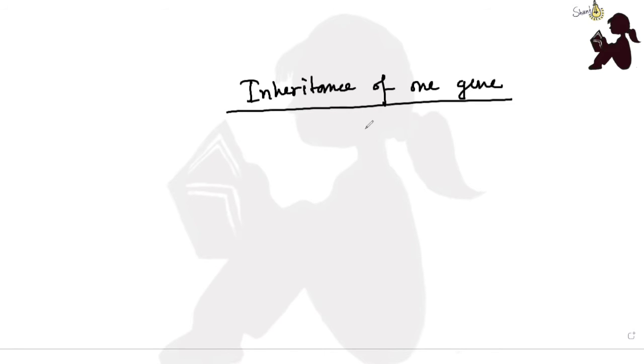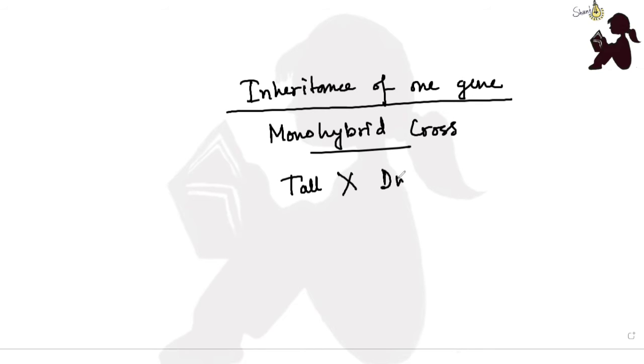The next thing is the inheritance of one gene. As we know, he calculated one character at a time, so we also call it the monohybrid cross. First we will see the example of the tall and dwarf pea plants.